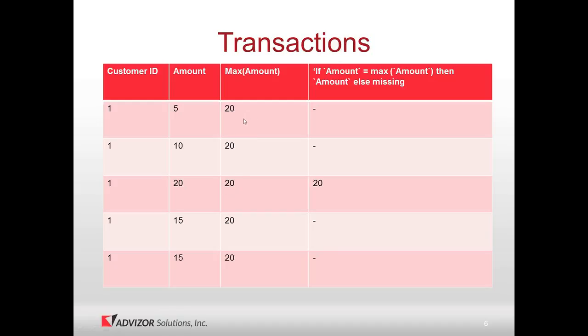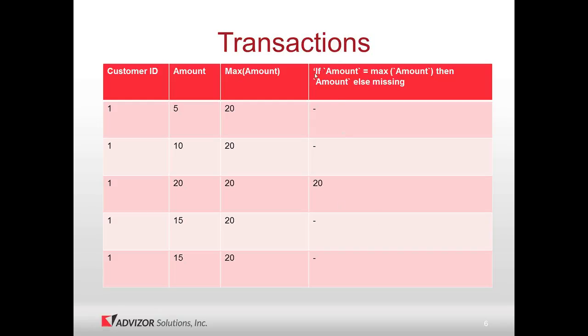Any will still pull any one of these values into our main customers table, but since they're all the same value, it doesn't matter. And it will pull the correct amount of 20 being the maximum transaction amount. However, we can take this one step further with this last optional example.